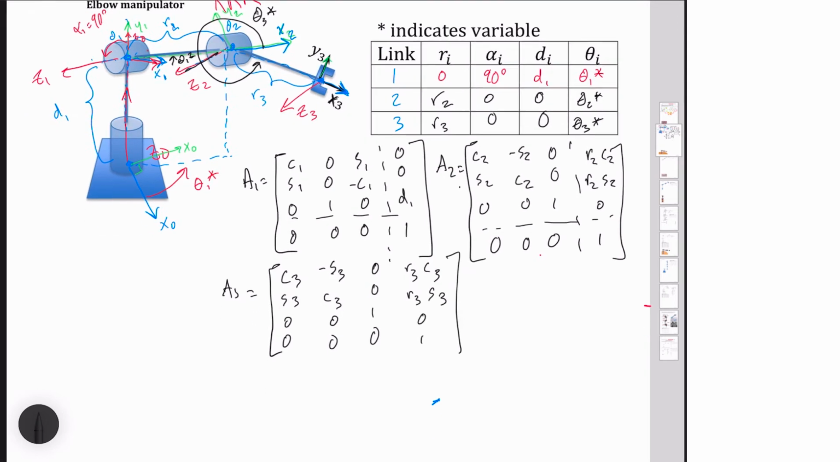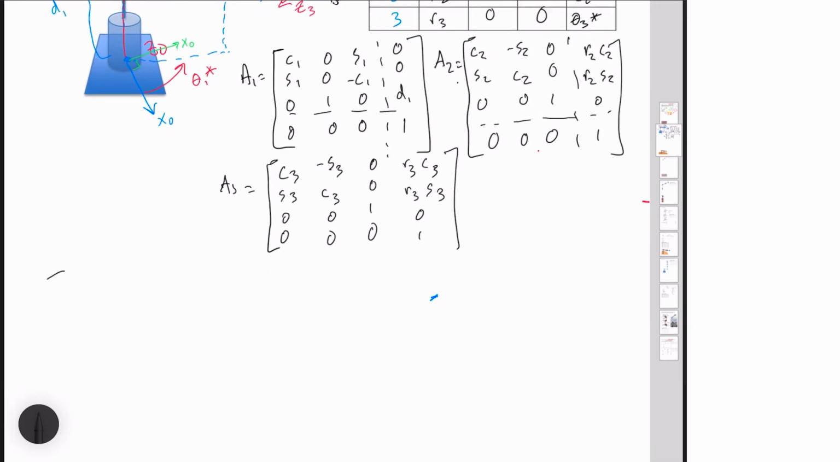Now I'm going to take all these things and multiply them out to get my total transformation. 3 in frame 0 is equal to A1, A2, A3. I am not going to force you to watch me do that because I'd make mistakes. But I'm going to write this out here, because you can see that it has gotten somewhat complicated.